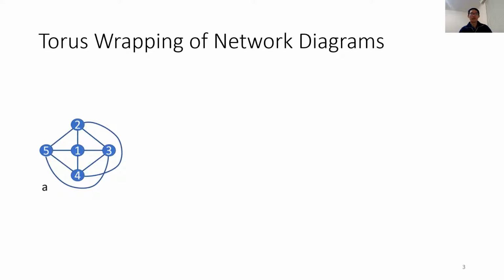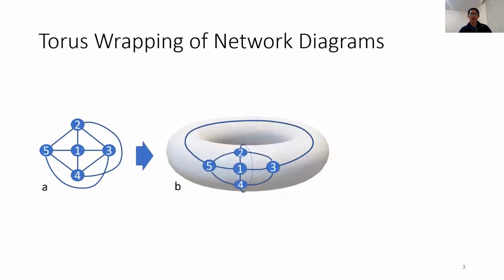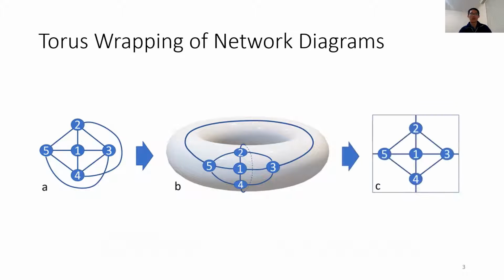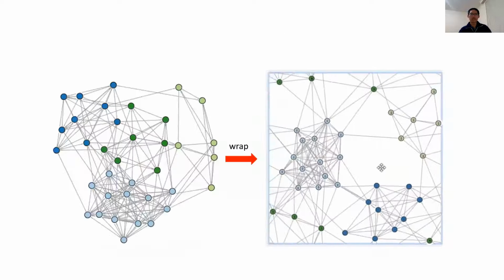This example is a simple network with a crossing. When laid out on a 3D torus, we can route the link between 2 and 4 through the inner ring, and we can route the link between 3 and 5 through the outer ring. This avoids link crossing. Finally, we can slice it open and flatten it onto a 2D screen without crossing. In this work, we focus on the 2D torus representations of a network.